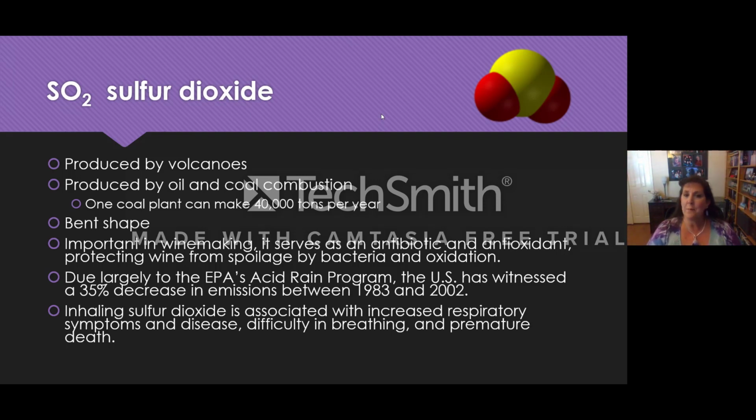SO2 is important in wine making. It serves as an antibiotic and antioxidant, protecting wine from spoiling by bacteria and oxidation. Due largely to the EPA's acid rain program, which you're researching, the United States has witnessed a 35% decrease in emissions between 1983 and 2002. That's pretty good. Inhaling sulfur dioxide is bad. It increases respiratory problems and disease, makes it difficult to breathe, and can cause premature death.